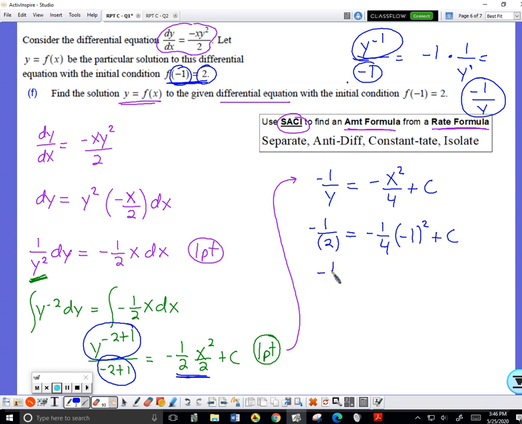So this is negative 1/2 equals negative 1 squared, which would be positive 1, times the negative 1/4, which would still be negative 1/4, plus the c. When we add 1/4 to both sides, we get negative 1/2 plus a fourth equals c. So c is equal to negative 1/4. In this case, they gave 1 point for finding c. So that's 3 points total so far.